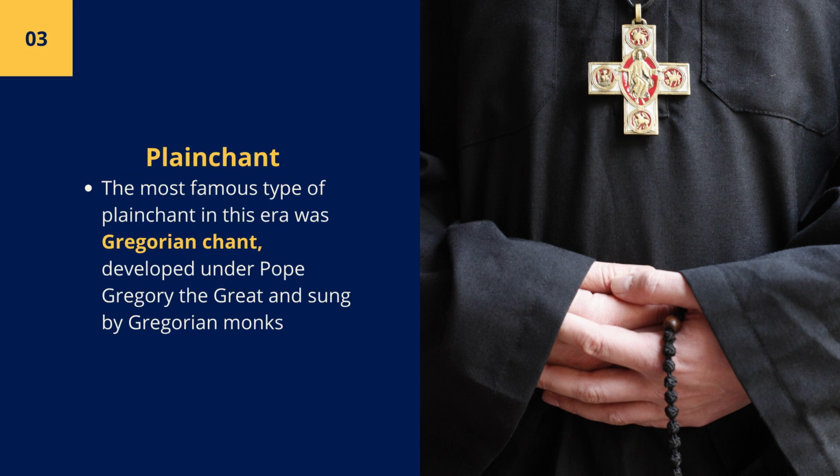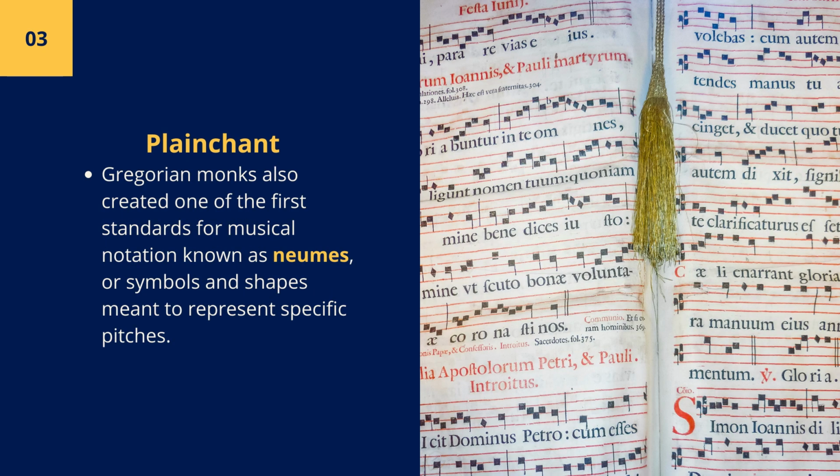So the most famous type of plain chant in this era is what we call Gregorian chant. This was developed under Pope Gregory the Great and sung by Gregorian monks. Gregorian monks also created one of the first standards for musical notation, also known as neumes, or symbols and shapes meant to represent specific pitches. These notes are the forebearers of today's musical notation system.